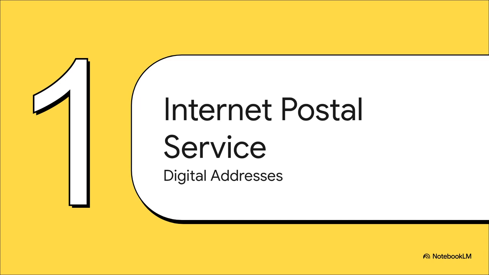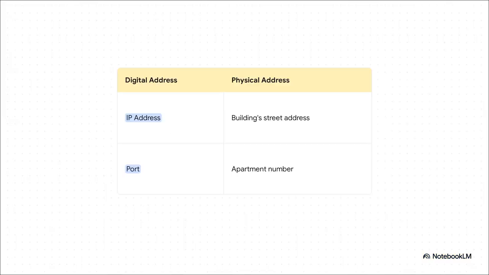Okay, so first things first, for any message to get from point A to point B, it needs an address. You can kind of think of the internet as a giant worldwide postal service. Every single device connected to it needs its own unique address to be found. Probably the easiest way to wrap your head around this is with a simple analogy. Think of an IP address as the street address for a big apartment building. It gets the mail, the data, to the right building.